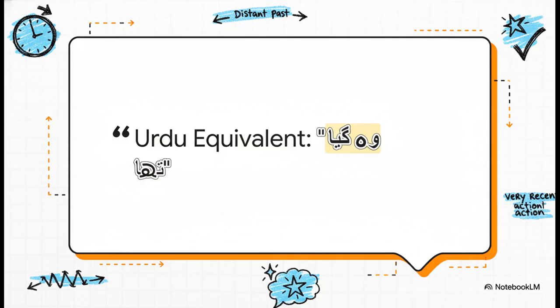For anyone who knows Urdu, this is going to feel really familiar. It's a perfect match for saying vo gaya tha. That tha at the end is doing the exact same job as kana. It's marking the action as being more distant, further in the past.